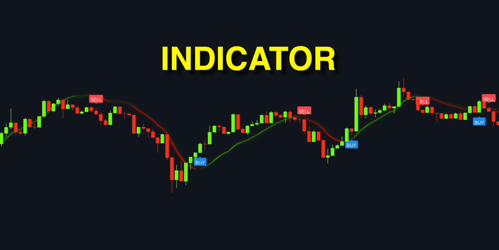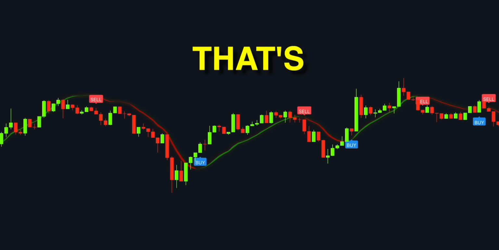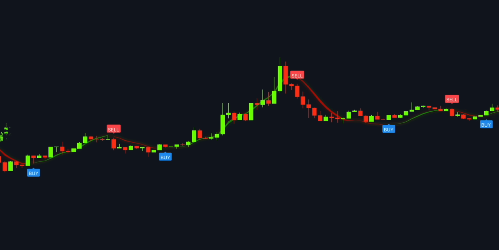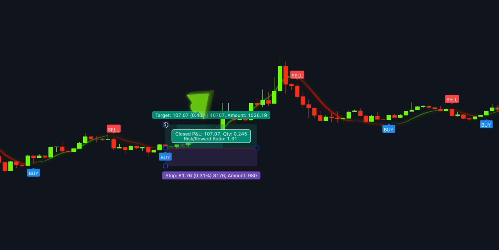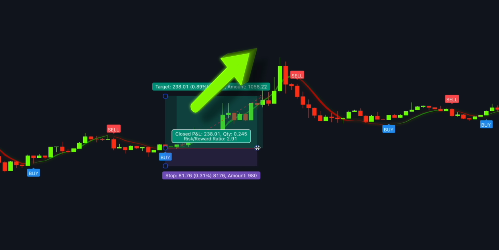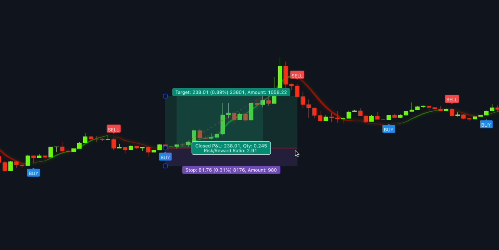This isn't your everyday indicator. It's a powerful tool that's about to change your trading game. With its unique smoothing technique, this indicator cuts through market noise like a hot knife through butter, giving you a clear, uninterrupted view of market trends.